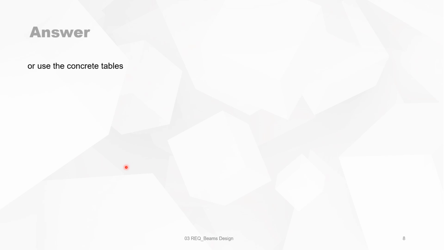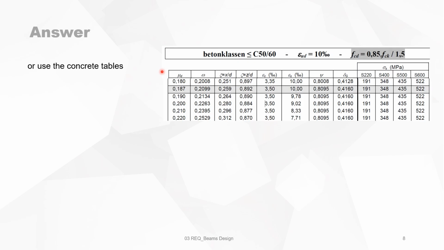Now this whole calculation can also, of course, be done by using concrete tables. We take the right table for concrete classes smaller than C50/60, and the maximum allowable strain in the tension reinforcement is 10 per mil.